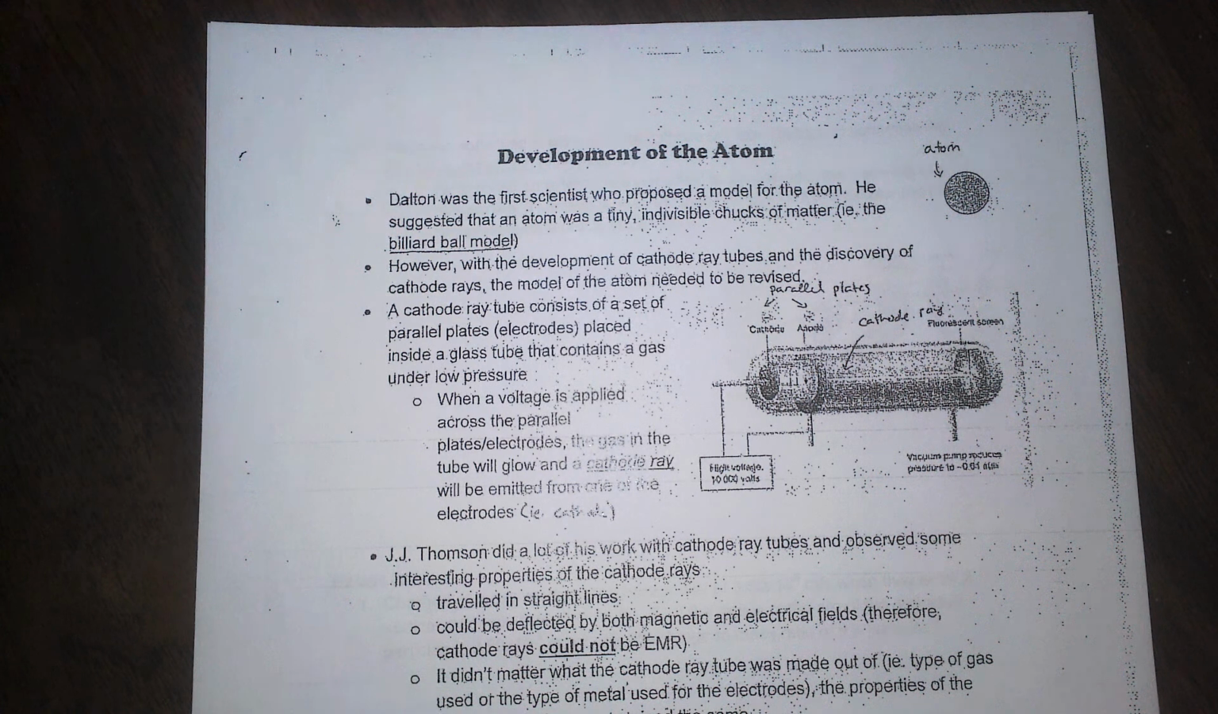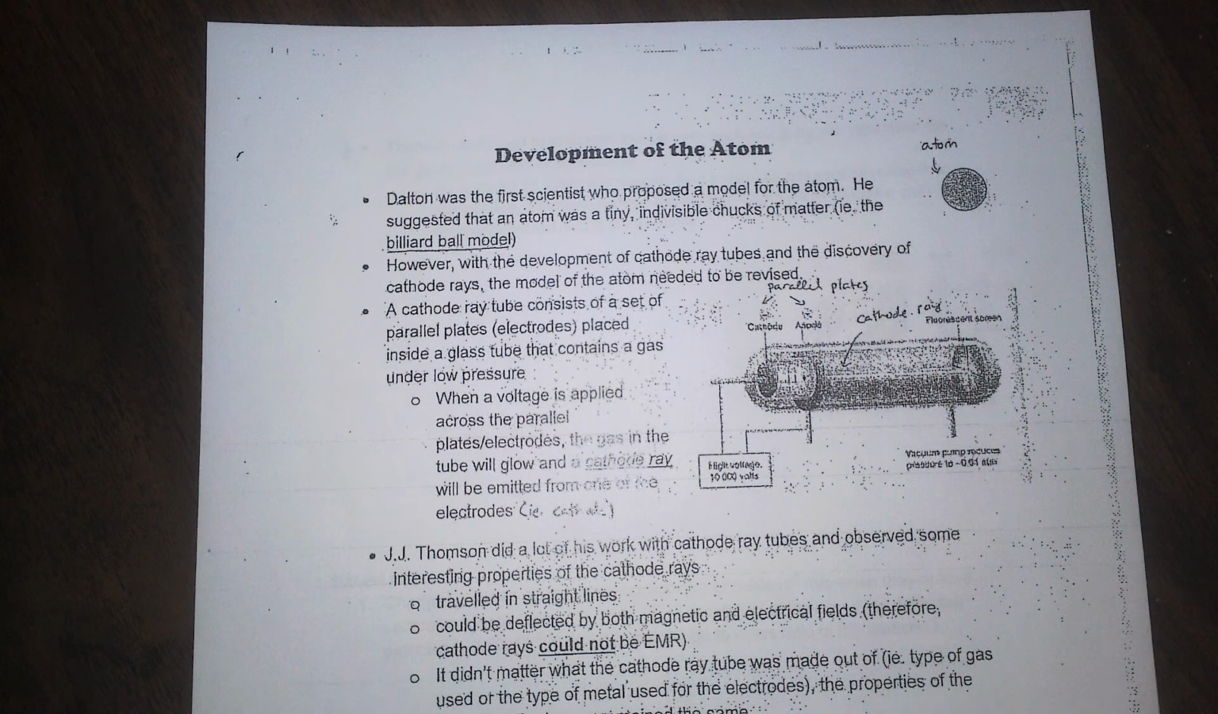And a cathode ray tube is that tube that I showed you last week, where it has a set of parallel plates placed inside a glass tube. The glass tube is under low pressure, sometimes it's under vacuum. And when a voltage is applied at the end down here, and it goes across the parallel plates, the gas inside the tube glows. And it emits from one of the electrodes to the other. So if you remember, there were two plates at either end of the tube. There was one here, there was one here.